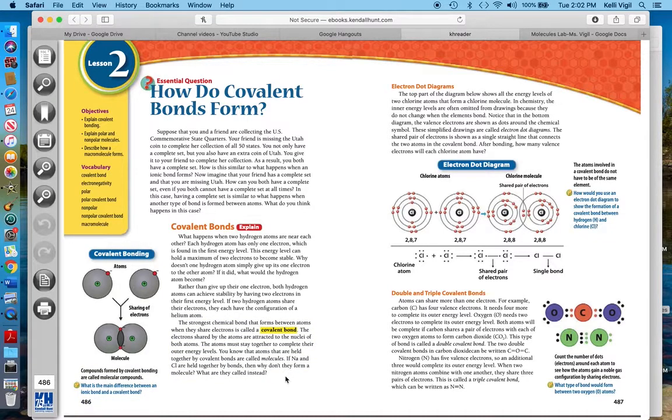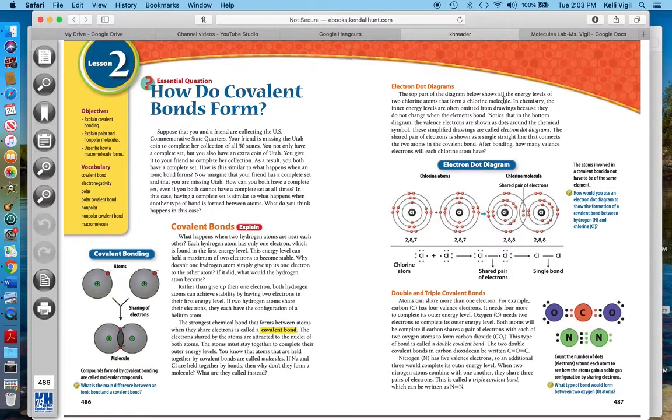If Na and Cl are held together by bonds, then why don't they form a molecule? What are they called instead? Thinking back to what Miss Vigil just talked about a minute ago, Na is a metal, Cl is a nonmetal, metal, bonds, cation, anion, opposites attract. What are they called? Ionic bonds, an ion. Okay, so now up here, electron dot diagrams.